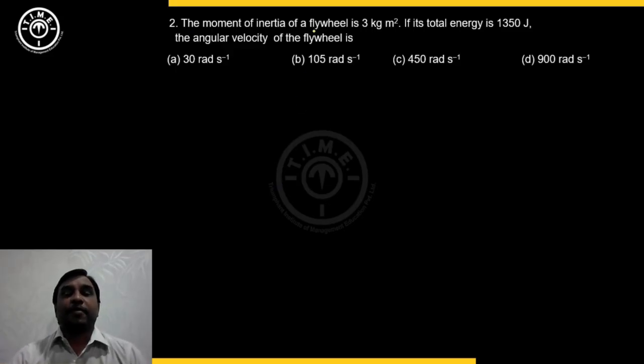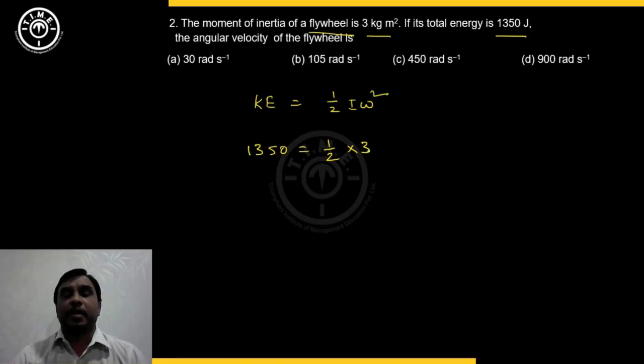The moment of inertia of a flywheel, nothing but a disc, is given as 3 kg m². If the total energy is 1350 joules, find the angular velocity of the wheel. Here it is not mentioned whether it is rolling or rotating, so simply you can take only rotation. Kinetic energy due to rotation is half I omega square. What is the kinetic energy given? 1350 is equal to 1 by 2, I is given as 3, omega is the value that you should calculate.